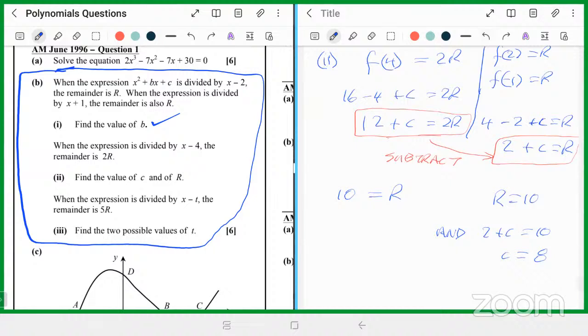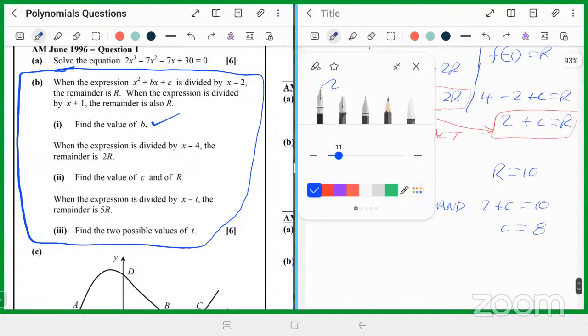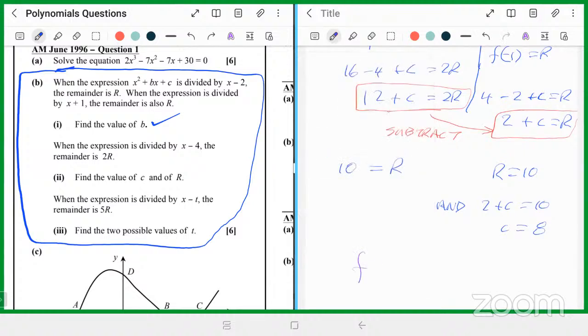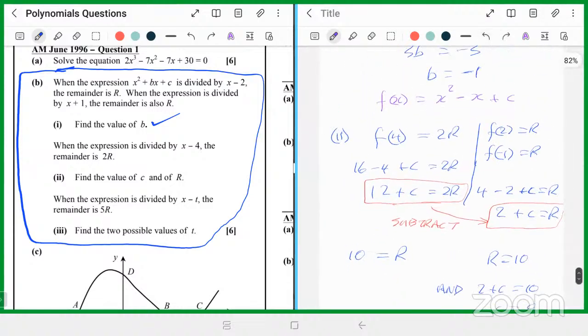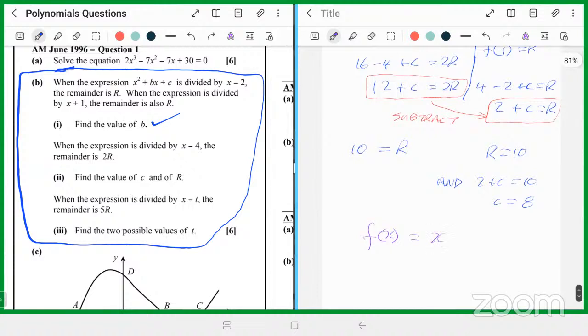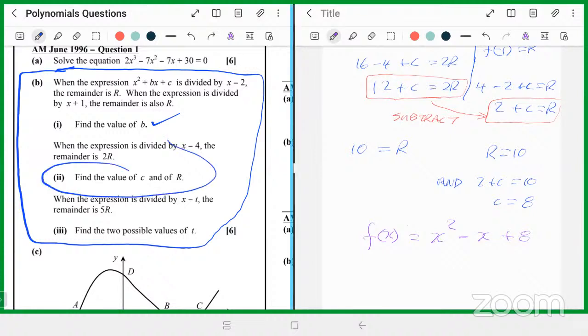So then we know the function now becomes what? Now that we know the c, f of x becomes, where is it again? Right here. c is 8. x squared minus x plus 8. That's f of x. So we also know r is 10.